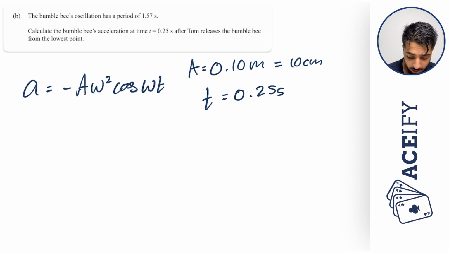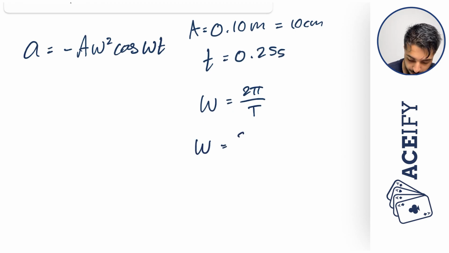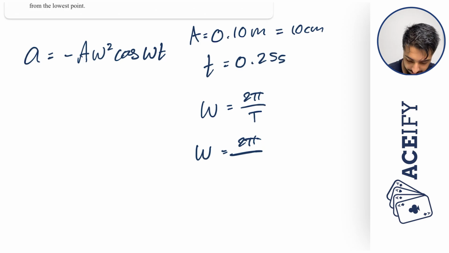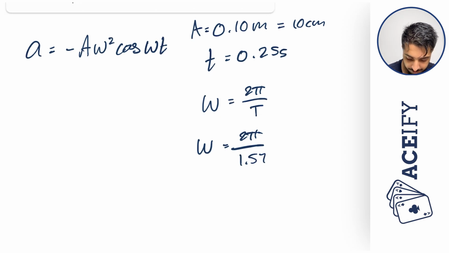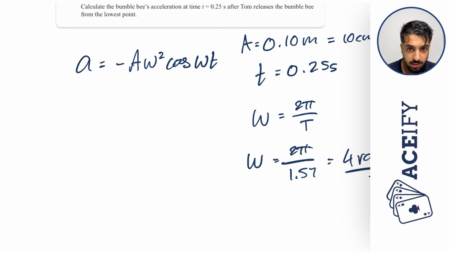We do know that omega is equal to 2 pi over T, so that's 2 pi all over our period, which is given as 1.57, which is 4 radians per second. There we go. So now that we know that, we can just simply plug in all our numbers.